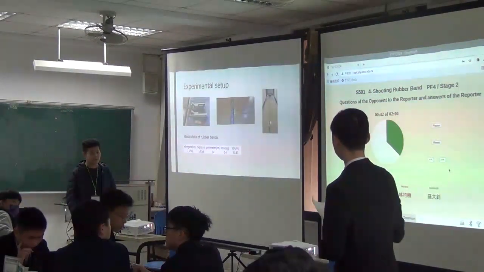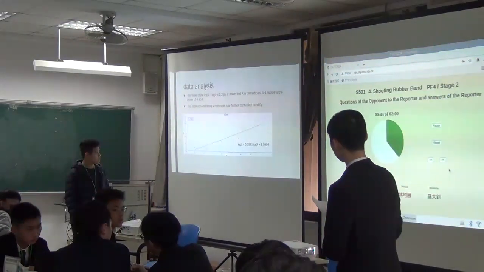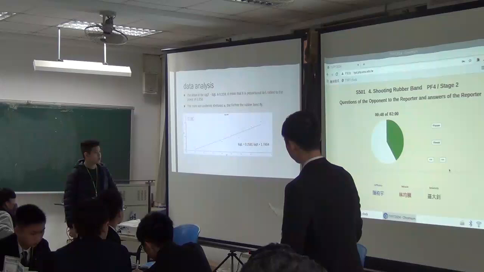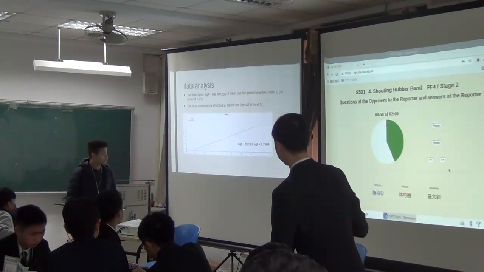Next question. Can you switch back to the data analysis page? Where does your fitting curve come from? What does it mean? Why do you use the log graph?